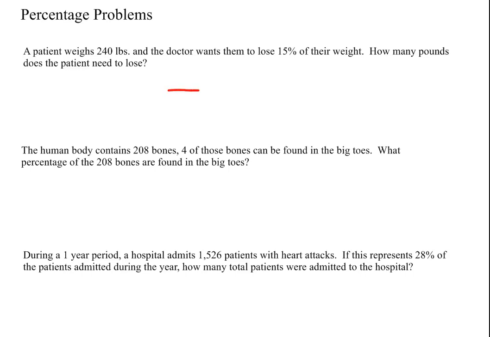So I'm going to just go ahead and put in my formula. And so we're back to a patient who weighs 240 pounds, and the doctor wants them to lose 15% of their weight. How many pounds does the patient need to lose? Now, there's not an obvious "is" and "of" in here, but maybe this is a good place for the part and the whole. Now, first of all, they're giving us 15%, so I know it goes in there. And I have to ask myself, is the 240, which is the only number I have to work with, a part or is it a whole? Well, it is the whole amount that the patient weighs right now.